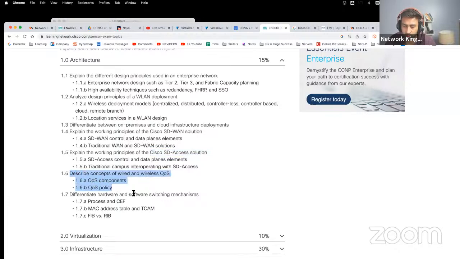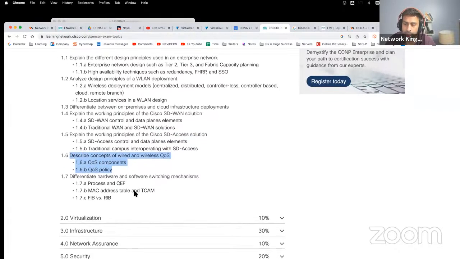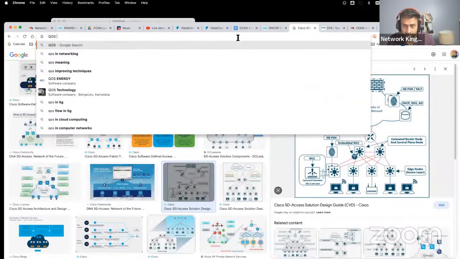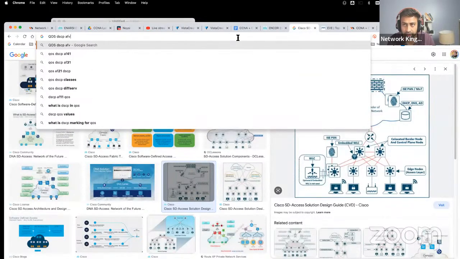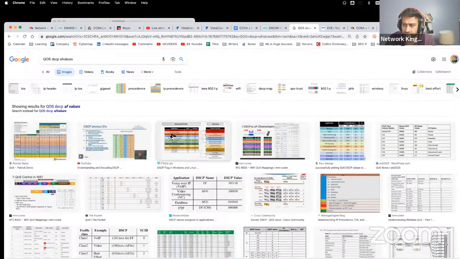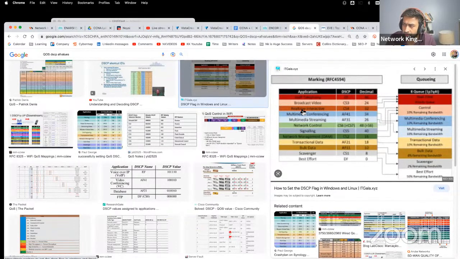You can see in quality of service, we are going to understand the policies, how we can implement quality of service. In quality of service we are going to understand what are DSCP values, AF values, precedence values and all. So it's a good topic. It means we need to understand the priority.